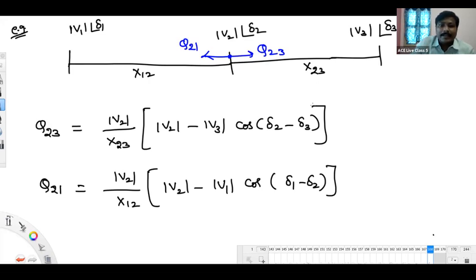Is it possible to calculate Q13 directly? No, there is no meaning of getting Q13 here. See, always, Vikrant, we are going to find the reactive power direction at a bus. At a bus, that's it. Not from one bus to the other bus.